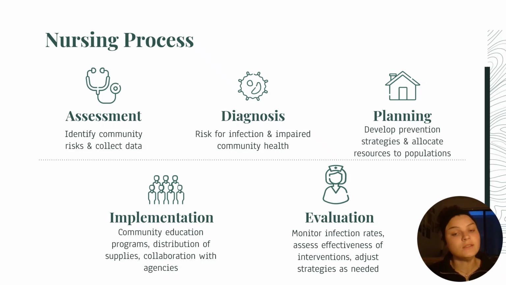Finally is evaluation. This is going to look at and determine whether interventions were successful. Nurses monitor infection rates, track hospitalization data, and assess changes in the community's knowledge and behavior after the intervention. Based on these outcomes, interventions are modified to improve effectiveness and to strengthen the future of public health response. Overall, the key difference in community nursing is that the focus shifts from individual to the population and emphasizes prevention, health promotion, and equity in care delivery.